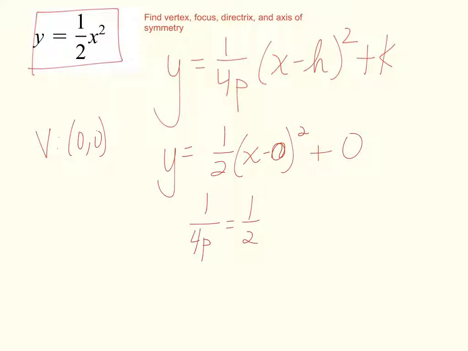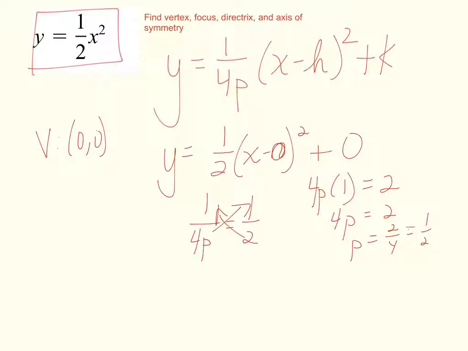Now if you're not sure about how to do this and how to get from 4 to 2, which would be 1/2, you can always just go ahead and do cross multiplication. So you do 4p times 1, and then you multiply 1 times 2 equals 2. So you get 4p equals 2, so p is equal to 2 over 4, which is 1/2.